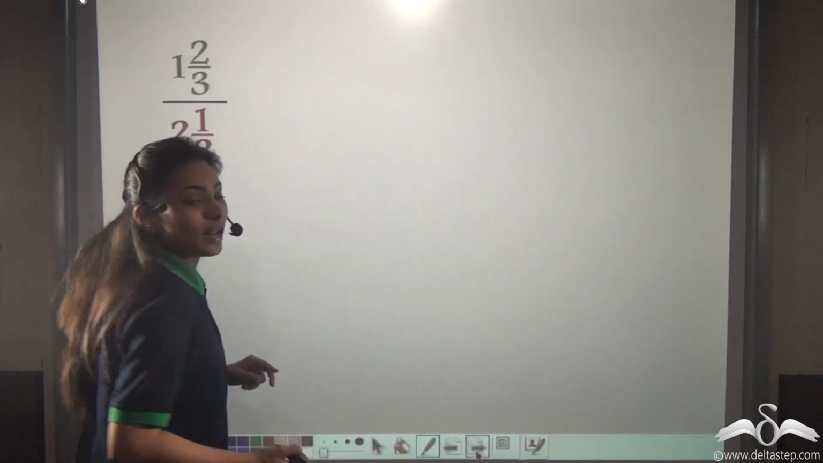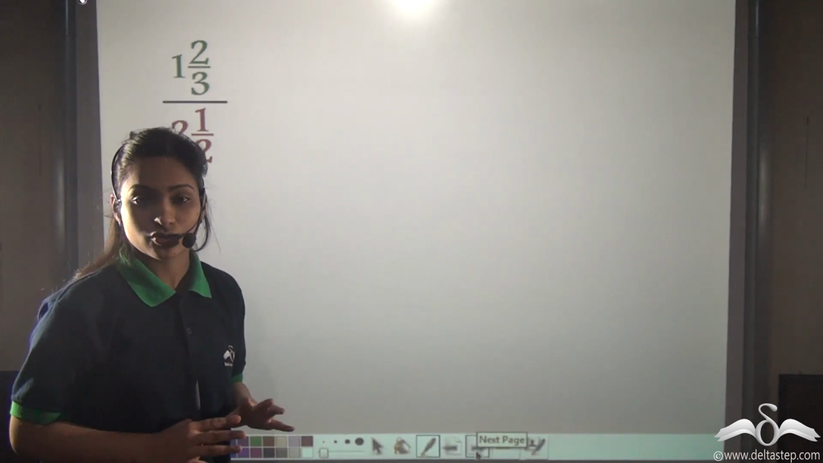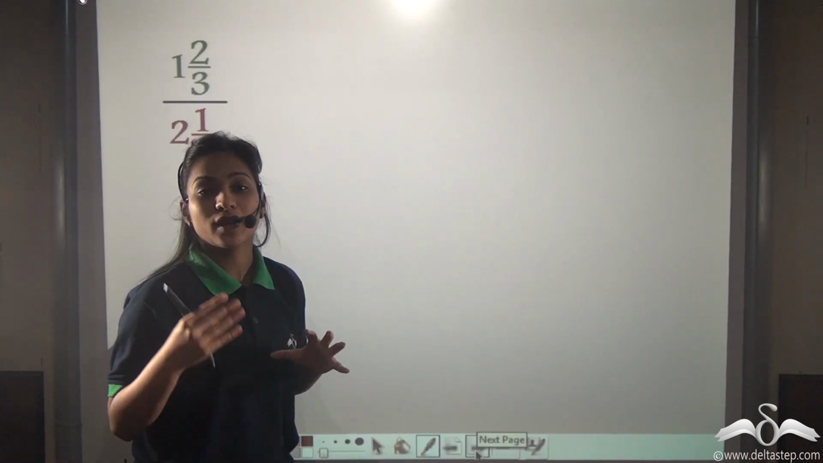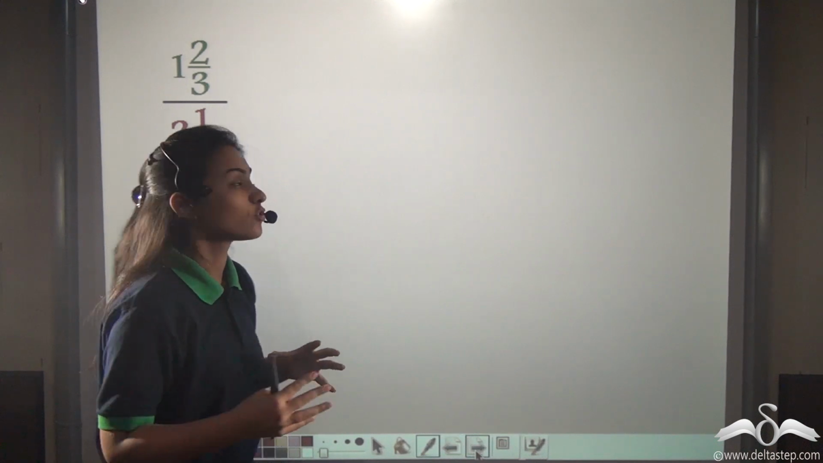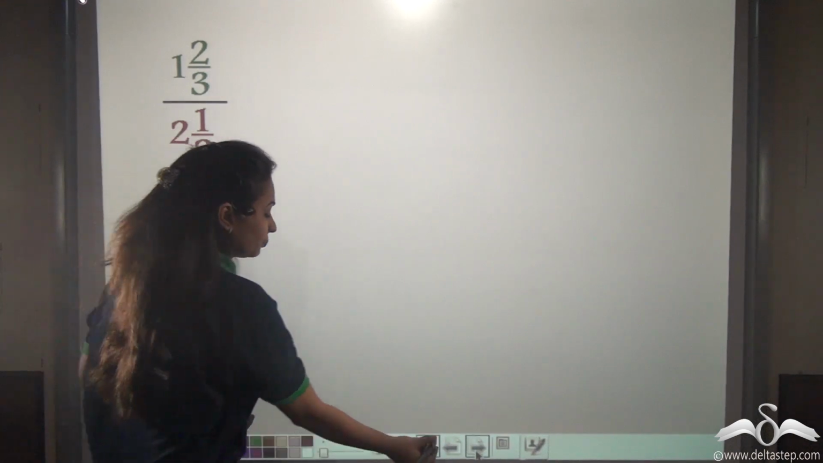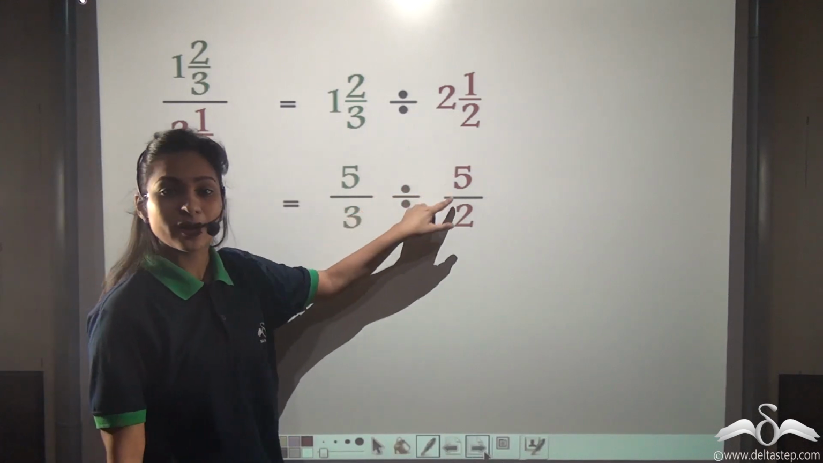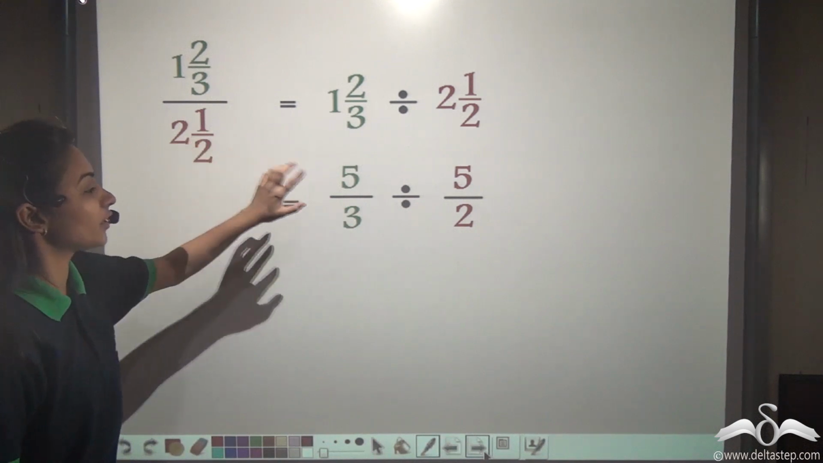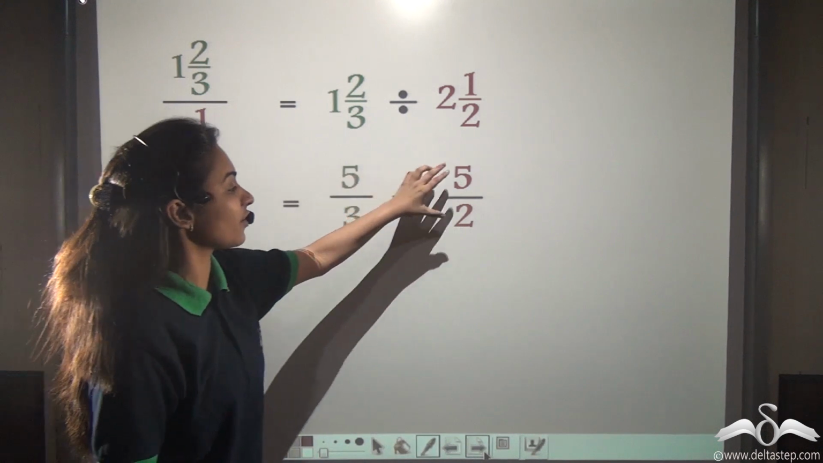Now we are left with only one case, which is both numerator and denominator are mixed fractions. So you know that whenever we solve fractions, we convert mixed fractions to improper fractions so that the calculation is easy. So first, convert these mixed fractions into improper fractions. This becomes 5 by 3 divided by 5 by 2. So this mixed fraction is 5 by 3, and this mixed fraction when turned into improper gives us 5 by 2. So 5 by 3 divided by 5 by 2.